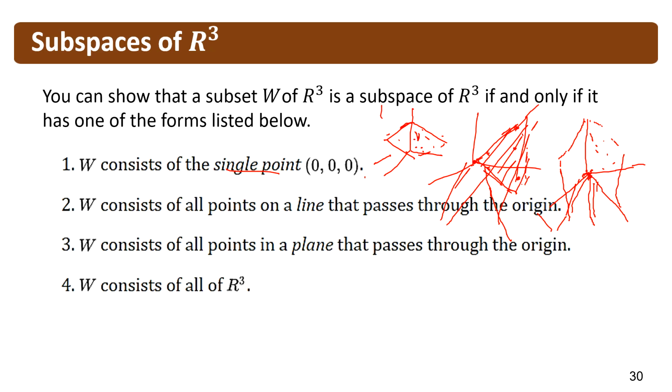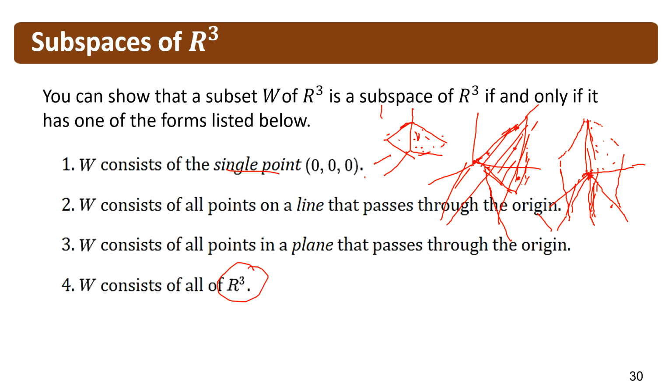Now in here, you can have several planes, no? As long as that plane passes through the origin. So it can be this one, can be this one, okay? And this wall. All right. So that is the difference, and that consists of all R cube, no? This is what it says here: all R cube. Okay?